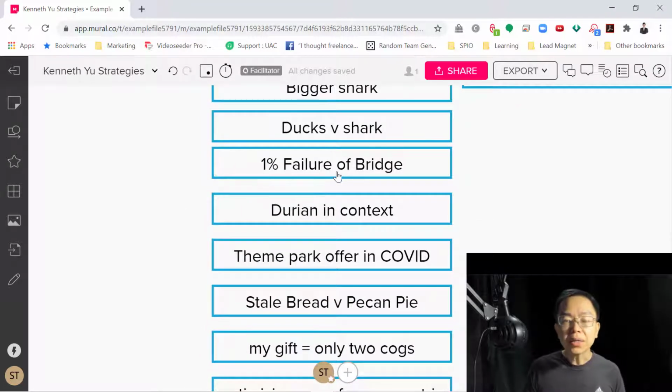The 1% failure of a bridge. He said this: failing forward seems okay, but if just 1% of a failure of a bridge can lead to catastrophic results. So you see, the moment you create an analogy, and then you contrast the analogy between the current way you're thinking and the way that you can think outside of that context, all of a sudden it becomes pertinent or salient in your mind.